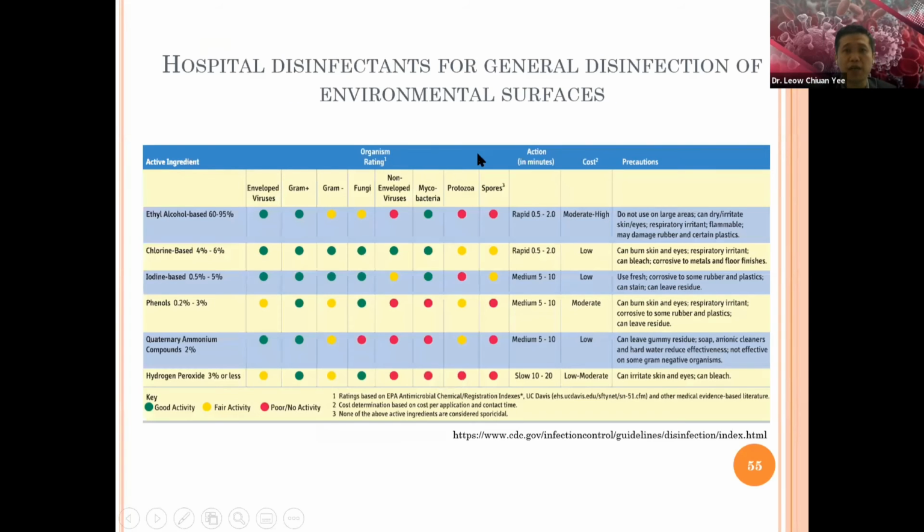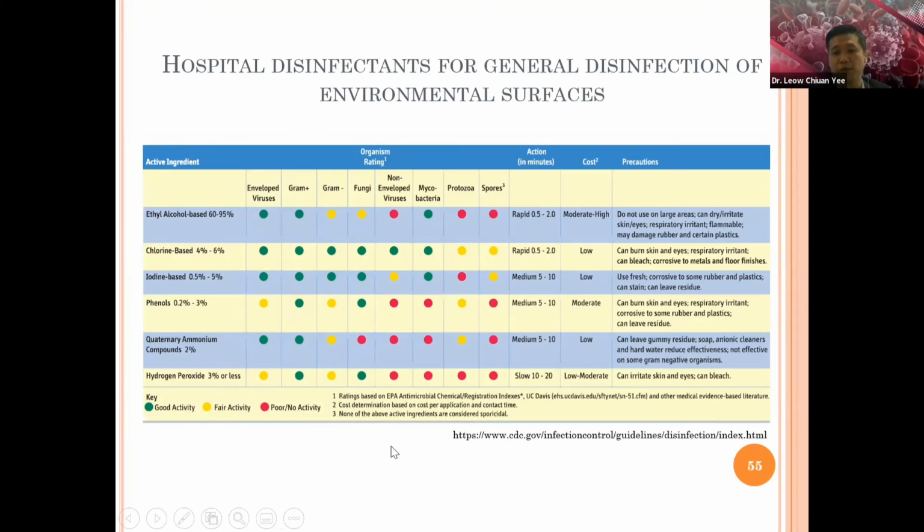This chart I got from the CDC. You may see the alcohol, chlorine, iodine-based disinfectants, phenols as well, and the quats. You may see that the effectiveness is quite high. They are very effective against enveloped viruses like coronavirus, even some gram-positive and gram-negative bacteria. But when you come to spores, they are quite harsh to kill, so of course we need a much stronger disinfectant. But today I will focus on these kinds of viruses. I think all the chemicals listed are suitable.